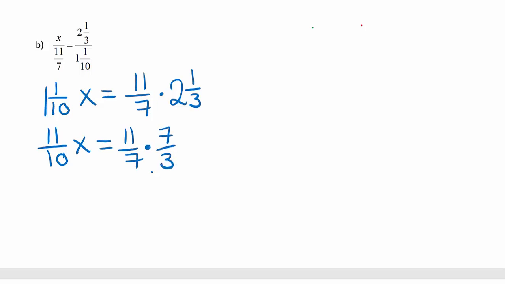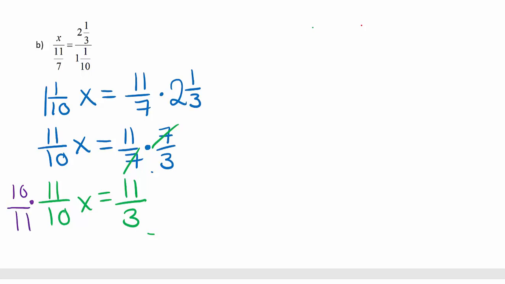Then I'm going to multiply the numbers together on the right-hand side. I'm going to reduce, the 7's cancel. So 11/10 x equals 11/3. Now, to get rid of this 11/10, technically we need to divide both sides by 11/10, but dividing by a fraction is the same thing as multiplying by its reciprocal. Notice if I multiply the left-hand side by the reciprocal, by the fraction flipped, the 10's cancel and the 11's cancel, and I'm just left with a 1x.